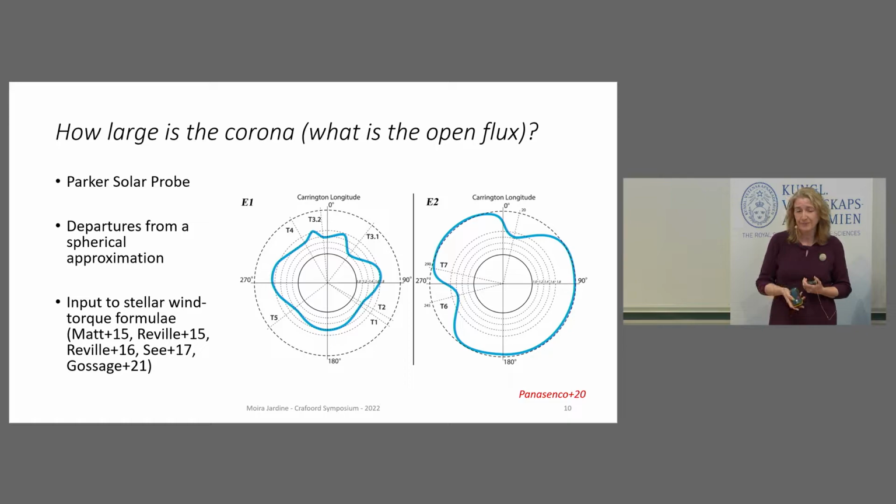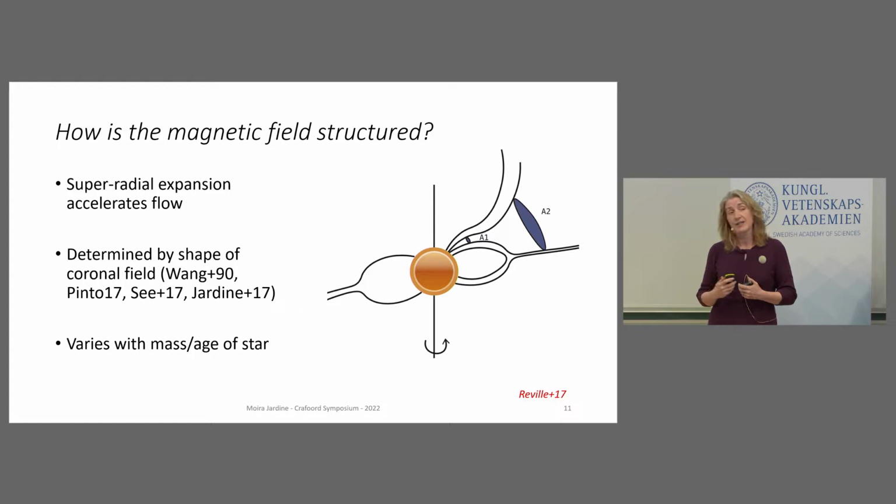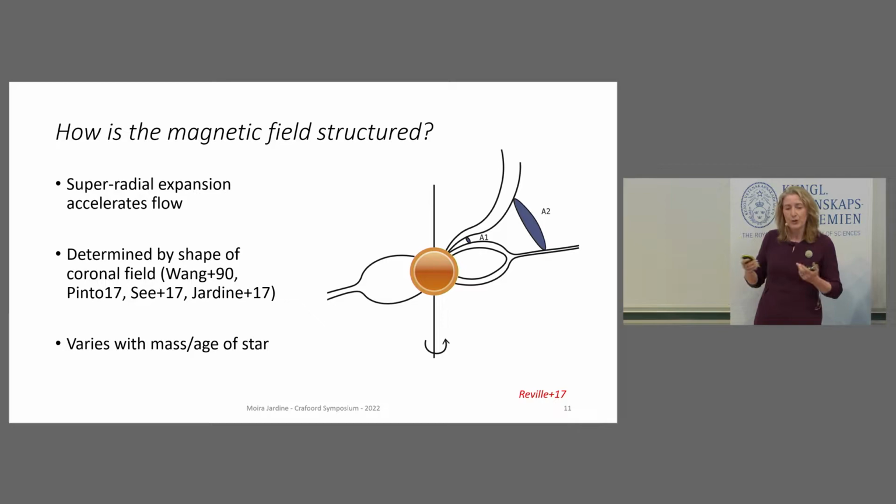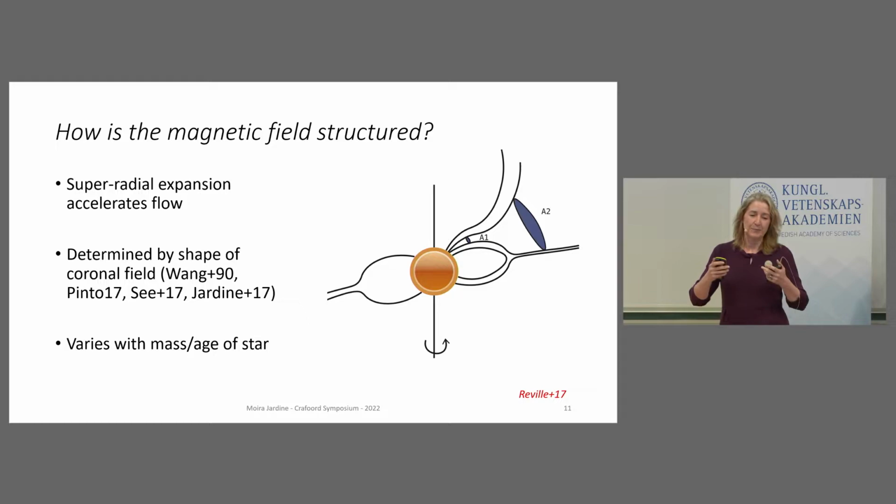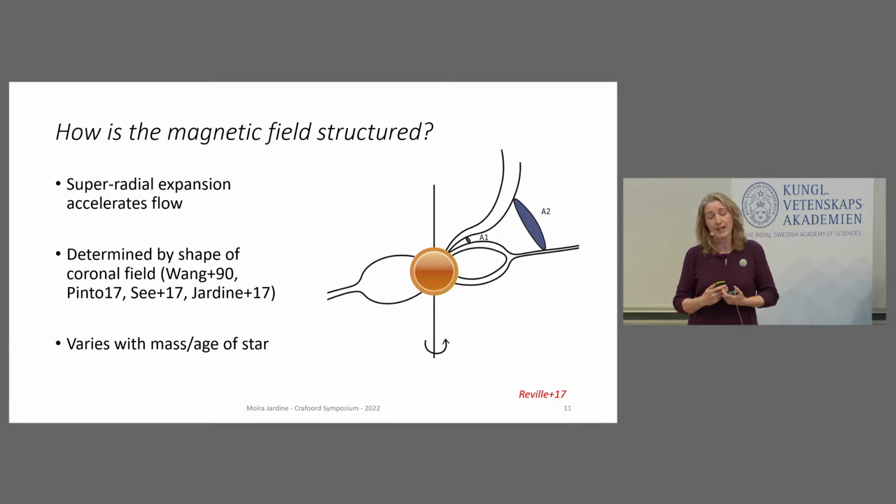The other thing that we need to understand, if we're going to understand how stars spin down with time, is how the corona is structured. And there's a little cartoon here. The rate at which the field opens up with radius is one of the factors that accelerates the flow, that accelerates the stellar wind. And that depends on the shape of the field.